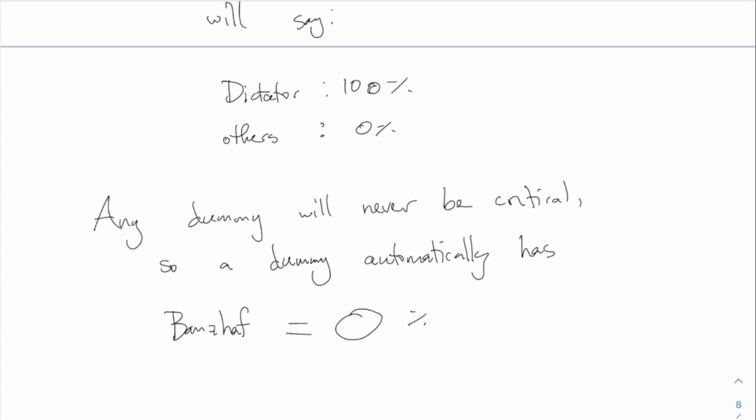All right. So if you know ahead of time that there are dictators or dummies, then you don't even have to make that chart. You can just say immediately what the answer is for the Banzhaf, and it's the same for the Shapley-Shubik. This is all I wanted to say about the Banzhaf and weighted voting as a whole.